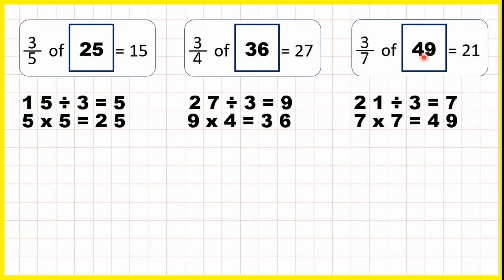And again, let's check that this works. 49 divided by 7 is 7. 7 times 3 is 21.